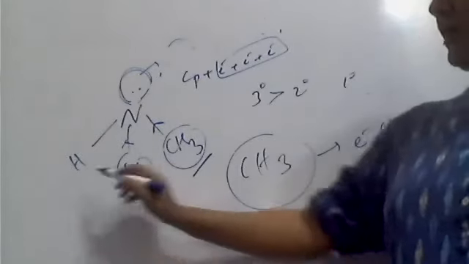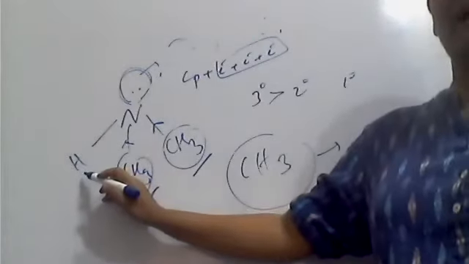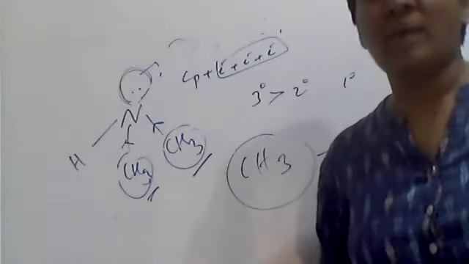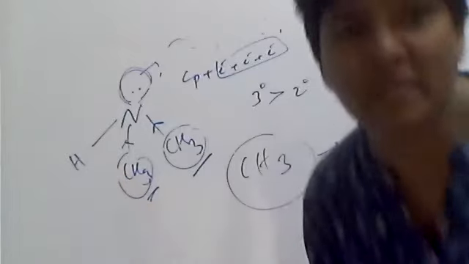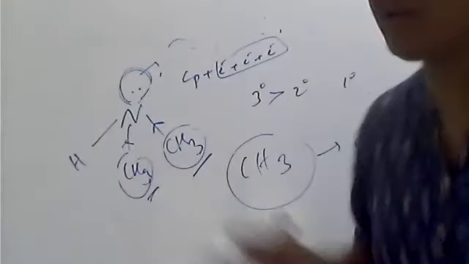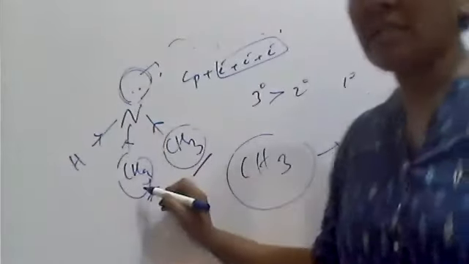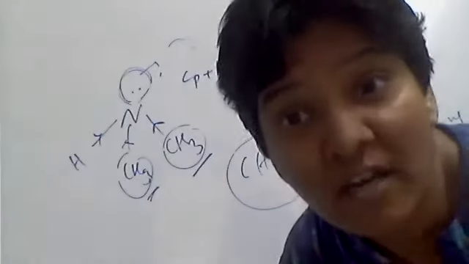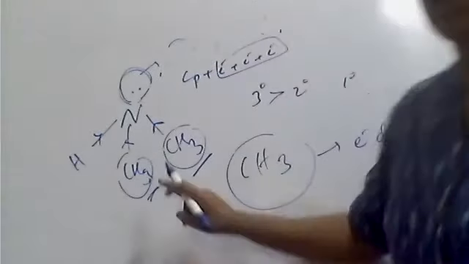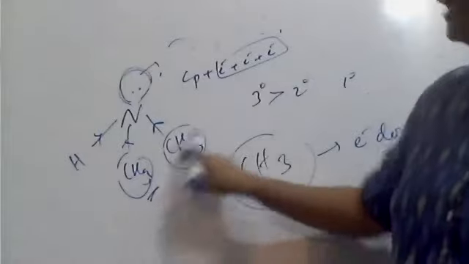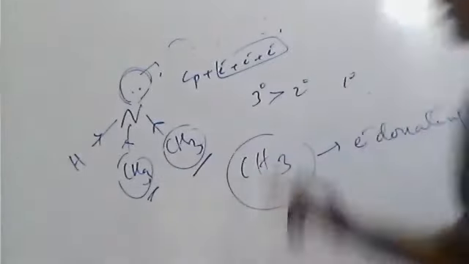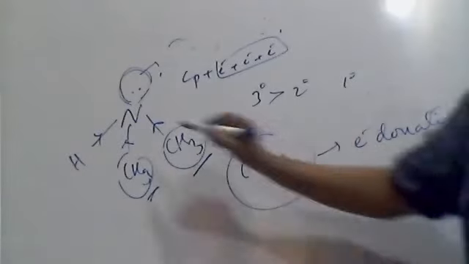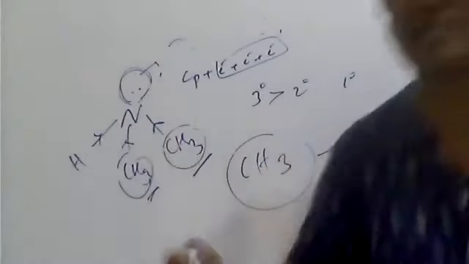So the number of electrons donated by hydrogen will be less or not compared to methyl? Of course, less. Why? Because hydrogen has only one electron. It can donate only one electron. But methyl has total how many electrons? 9 electrons. So these two methyl groups donate 9 plus 9. Hydrogen can donate only one electron. So in the case of tertiary amine, the donation of electrons to the nitrogen is less.